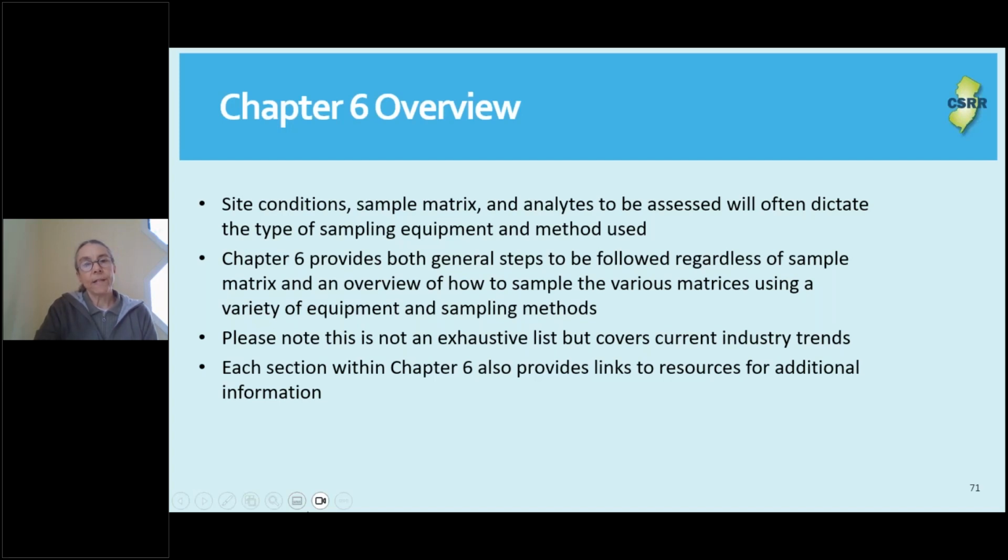Chapter 6 provides both general steps that are going to be followed regardless of the sample matrix and an overview of how to sample the various matrices using a variety of equipment and sample methods. And again, as already noted by Catherine, our list within the manual is not exhaustive, but covers current industry trends. You'll also find within Chapter 6 links to additional resources for more information.